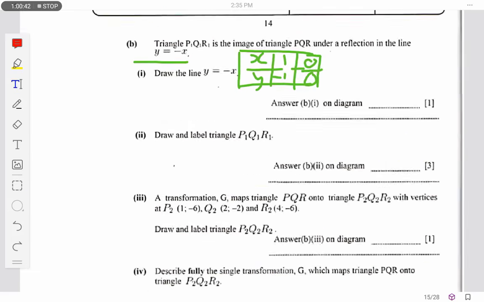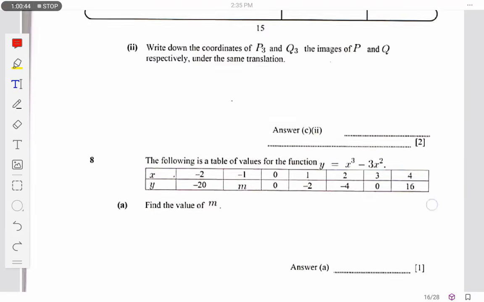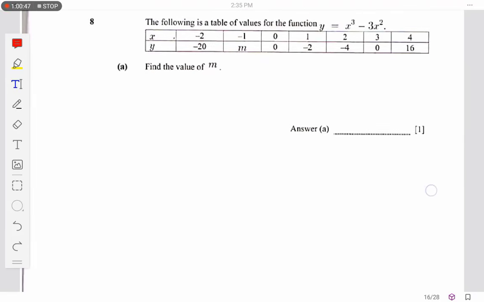Please take note of the corrections that we have just highlighted there. Now let's move on to question number 8. Please just avoid making such silly mistakes.